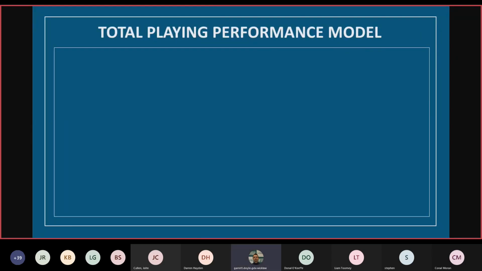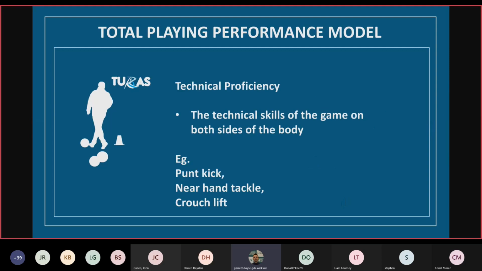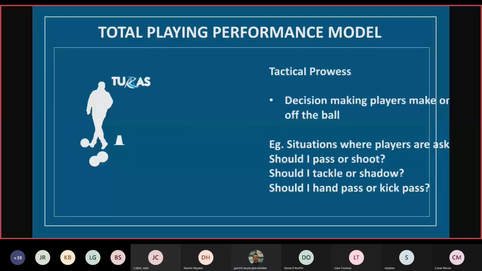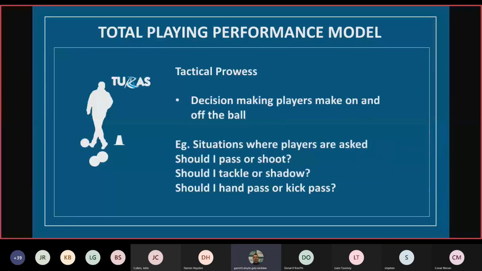So the total playing performance model, just in a bit more detail. The technical: the skills of the game, with the ball, without the ball. So punt, kick, hand tackle, crouch lift, plus a lot more. The tactical prowess, simplified, is basically decision making. You know the skills of the game, but do you use the skills at the right time? Do you choose the correct skill? I know this is under sevens and under nines, but you can shape this and coach this at this level.